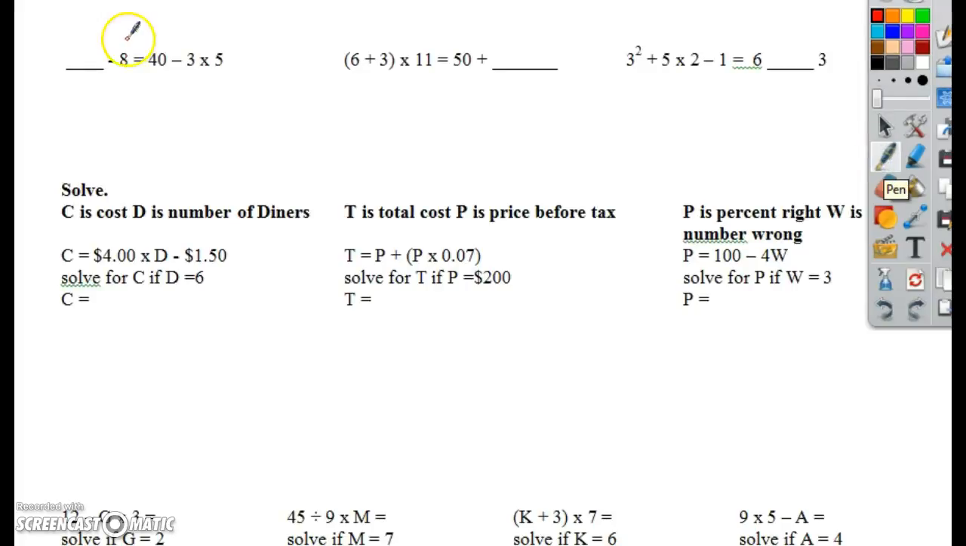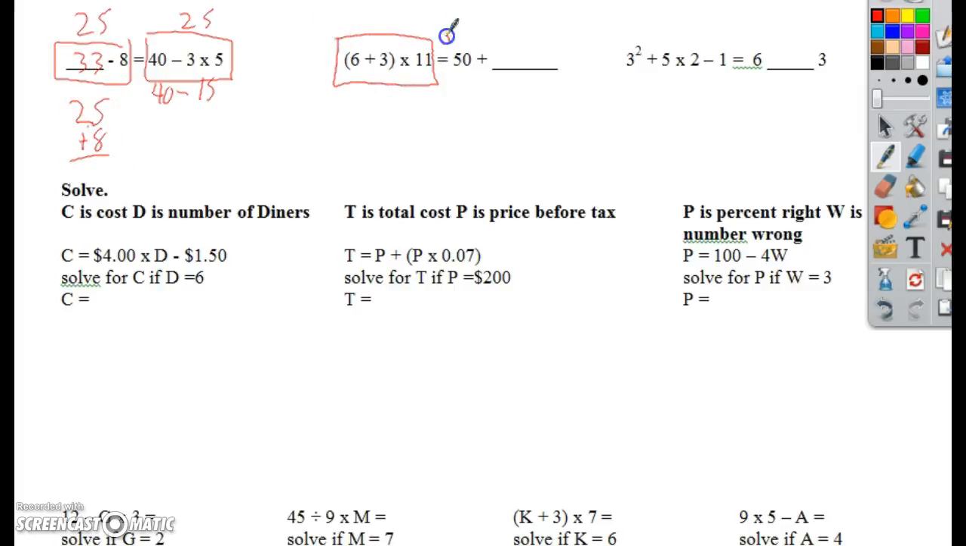Still boxing both sides. 40 minus 3 times 5, I'm doing the times first because it has more power. 40 minus 15 gets me to 25. So this side has to equal 25. So in my head, I'm thinking, do I want this space to be more than 25 or less? Because I'm trying to subtract and get to 25, so I want it to be more. I'm going to do 25 plus 8 gets me 33.